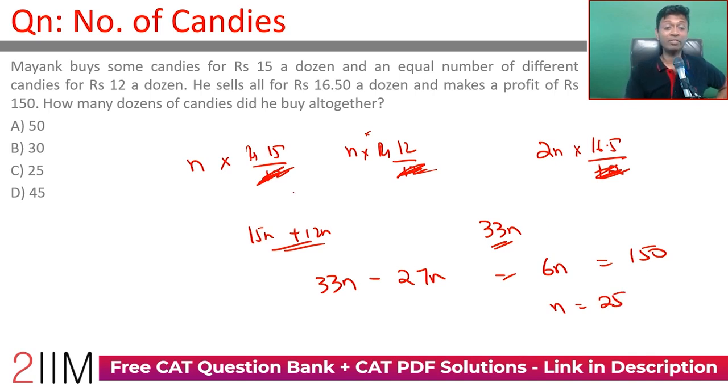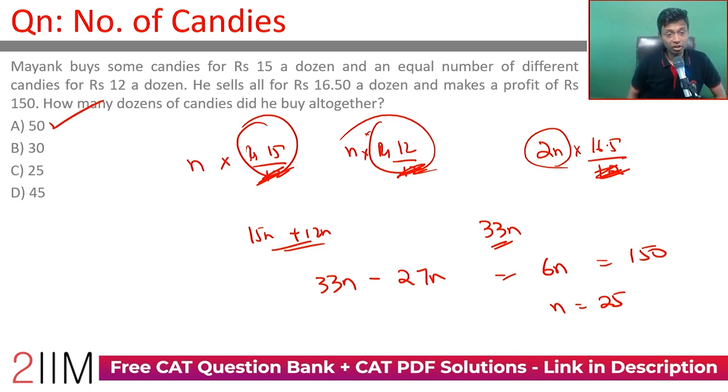So he buys 25 dozens at this price, 25 dozens at this price, and sells the 50 dozens at this price. How many dozens of candies did he buy altogether? 50. Once again, n is 25, but the question we are looking to answer is what is 2n? So it is 50.